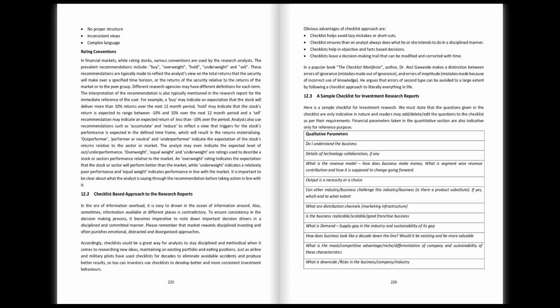Qualitative parameters. Do I understand the business? Details of technology collaboration, if any. What's the revenue model? How does the business make money? What is the segment-wise revenue contribution, and how is it supposed to change going forward? Is the output a necessity or a choice? Can another industry or business challenge this industry or business? Is there a product substitute? If yes, which, and to what extent? What are the distribution channels and marketing infrastructure?